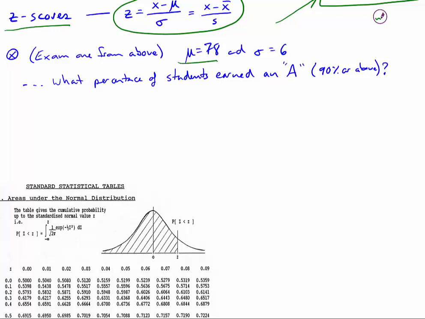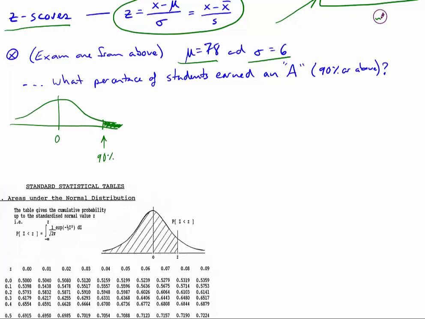From exam 1, we've got a mean of 78, standard deviation of 6. The question is, what percentage of students earned an A, that is 90% or higher, in the course? So what percentage of students earned an A in the course? Right? So I'm looking for this percentage. I'm looking for the area now associated with 90%. But this isn't 90% anymore after we standardize it.